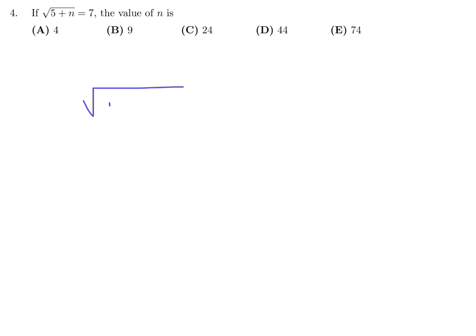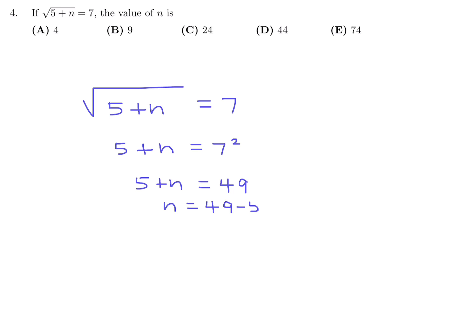The square root of 5 plus n is equal to 7. What is the value of n? Take the square of both sides, and that gets rid of the square root, and this becomes 7 squared. So 7 squared is 49, and that is 5 plus n, and therefore n will be 49 minus 5, and therefore n is equal to 44. So number 4, the answer is D.